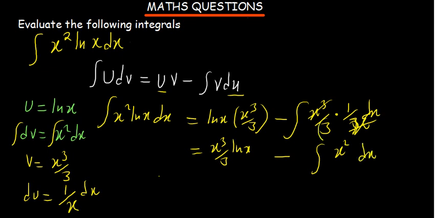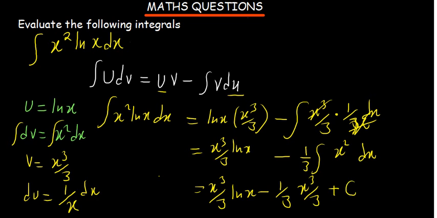Now instead of having a 3 and the 1 there, I'm going to write 1 over 3 outside the integral. So this is going to be x to the power 3 divided by 3 natural log of x minus 1 over 3. Now integrate x to the power 2, that will be x to the power 3 over 3. Now just add the constant c. And this gives you the same answer which we had, x to the power 3 over 3 natural log of x minus x to the power 3 over 3 times 3, that is a 9, then plus a constant c. So that is it.